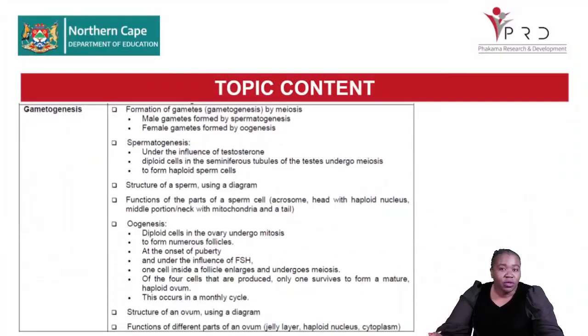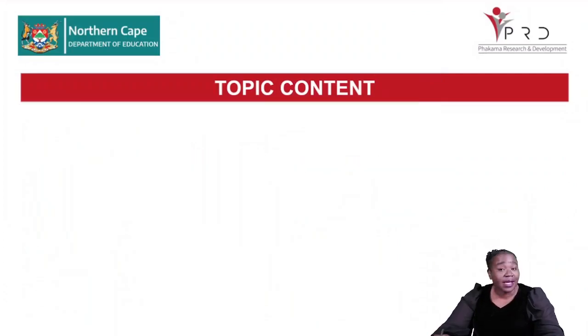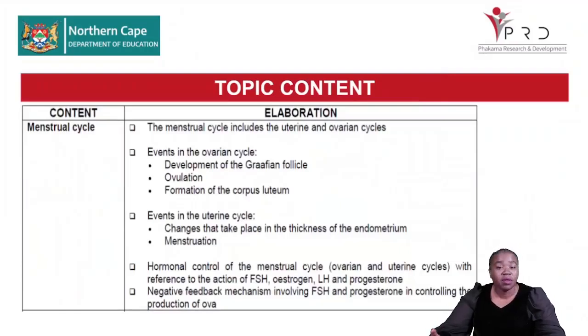So as I've said, we will be looking at gametogenesis. Here we'll be looking at the formation of gametes, which are our sex cells, which are the sperm cell and the ovum. So spermatogenesis, which would be the sperm cells, and then oogenesis, which would be the ovum, right? And then we're going to look at the structure of the sperm as well as that of the ovum, as well as their functions. And then with the menstrual cycle, we're only going to focus on the ovarian cycle part, and then later on we will focus on the uterine cycle.